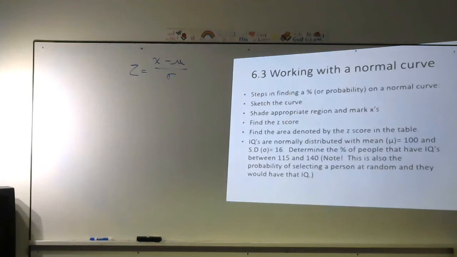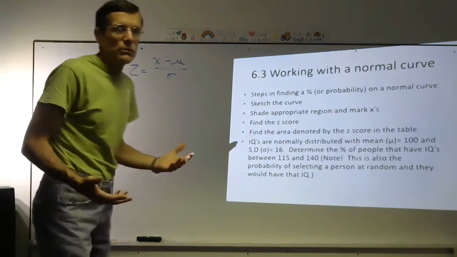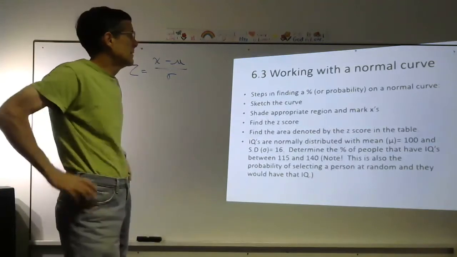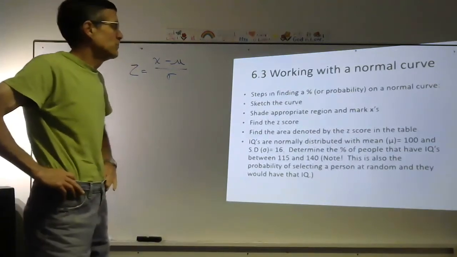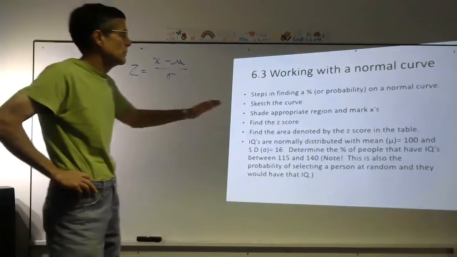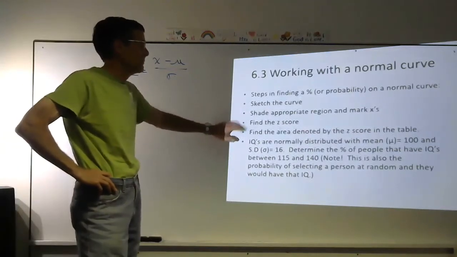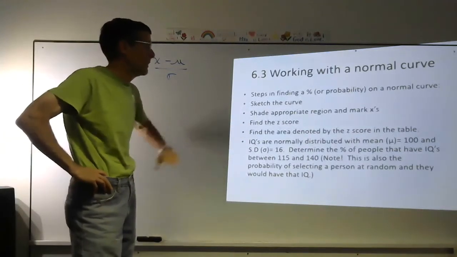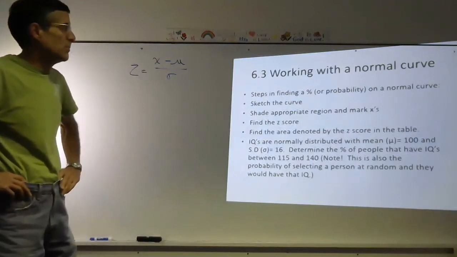All right, here's what we did last time. The steps to go through, hopefully you can read that. Finding a percentage or a probability: sketch the curve, so draw a picture, show the appropriate region, find the z-score, and find the area denoted by the z-score.